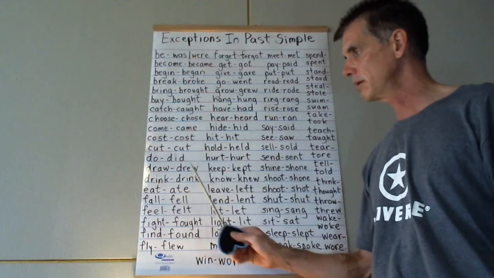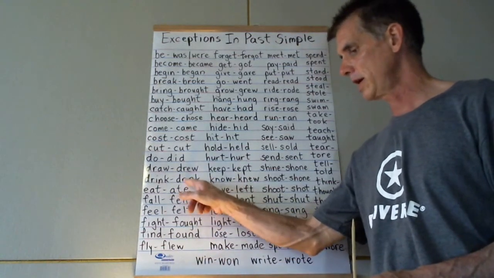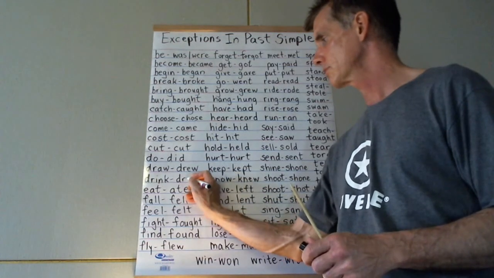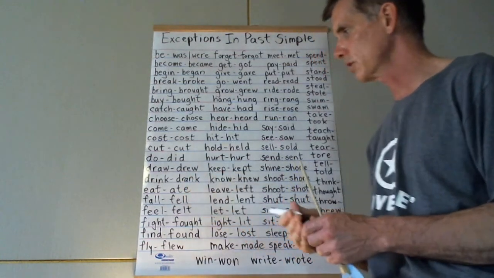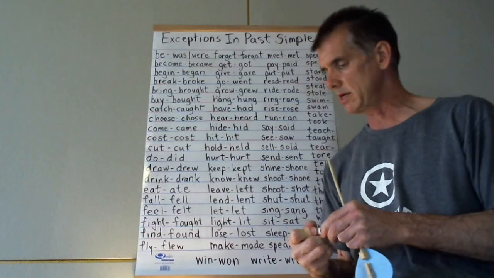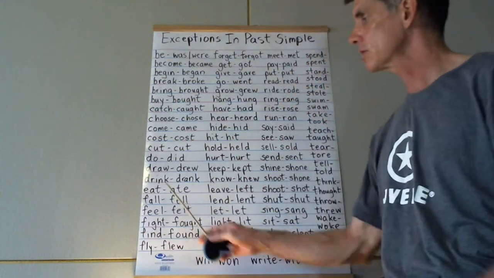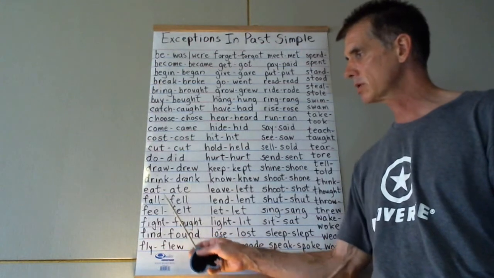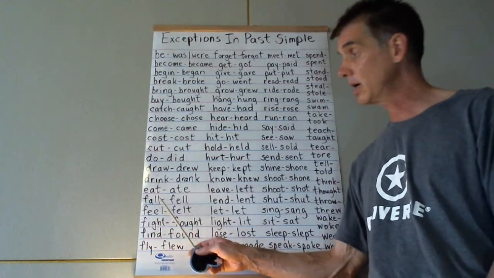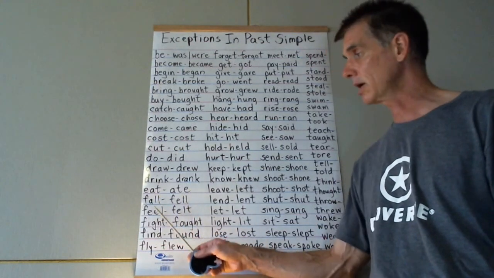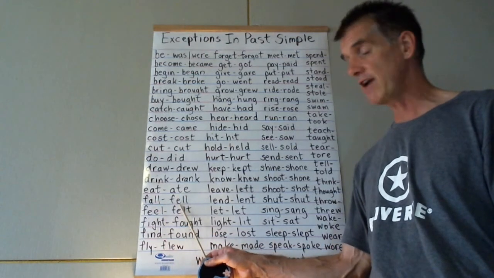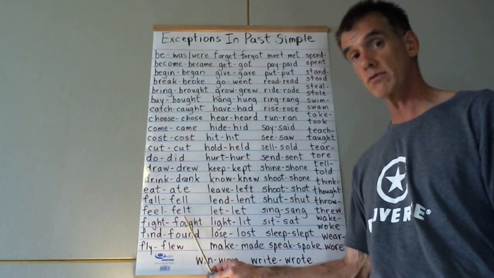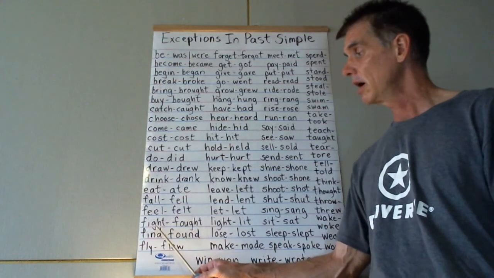Drink becomes drank, okay? And actually, let me write that in there. Sorry about that. Drink becomes drank in the past tense, okay? So again, I drink milk today, I drank milk yesterday. Eat becomes ate, okay? Fall becomes fell. Feel becomes felt in the past tense.